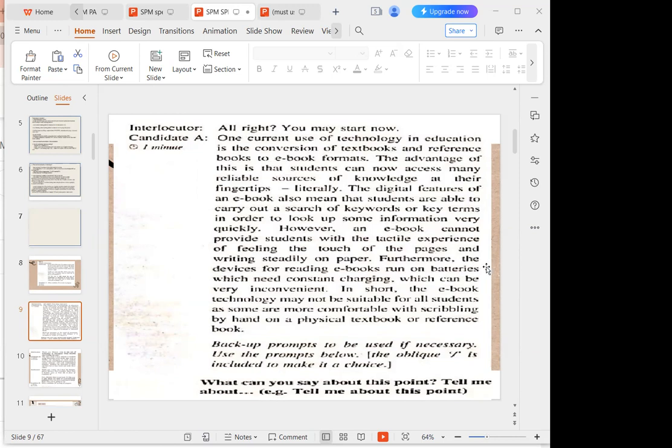Furthermore, the devices for reading ebooks run on batteries which need constant charging, which can be very inconvenient. In short, the ebook technology may not be suitable for students, as some are more comfortable with scribbling by hand on a physical textbook or reference book.